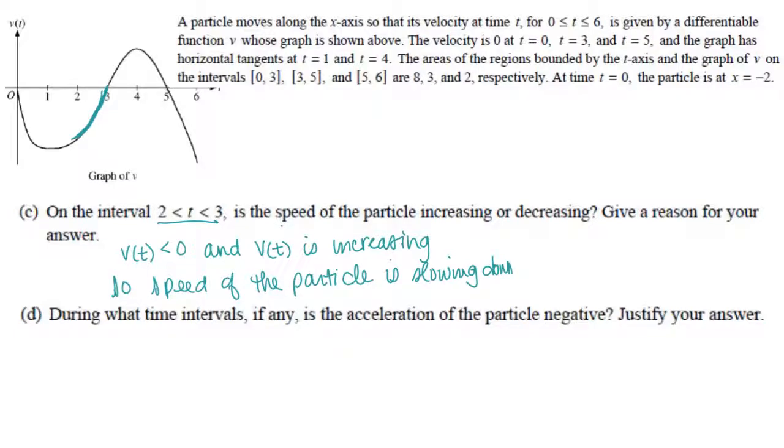All right, and now for part D, it says during the interval, what time intervals, if any, is the acceleration of the particle negative? Acceleration is going to be negative when velocity is decreasing. So that might be something good for us to put down here to justify. So again, acceleration is negative when velocity is decreasing.